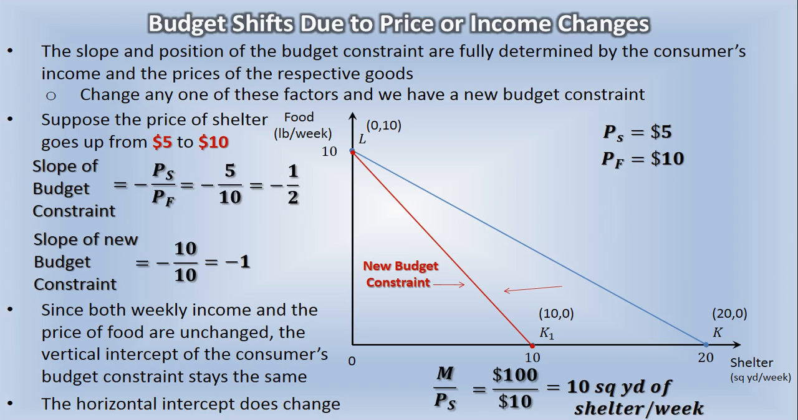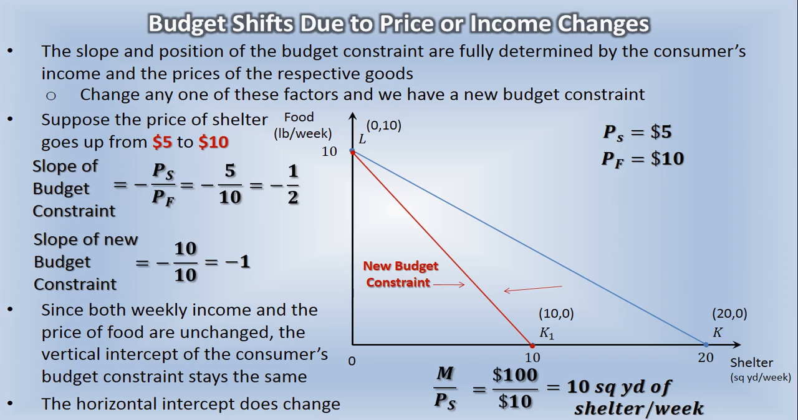All right, and we talked about shifts of the budget line. So two things that could affect the budget line or budget constraint, however you want to call it, are changing prices and changing income. So if the price of a good changes, let's say the price of shelter goes up, that means that the consumer can buy less shelter now if she only bought shelter. So that would bring in the horizontal intercept, which would rotate the line in. Same thing would happen if the price of food went up. The vertical intercept would pivot in as well.